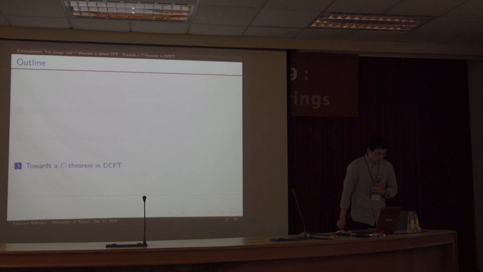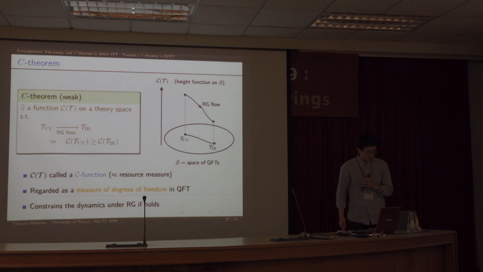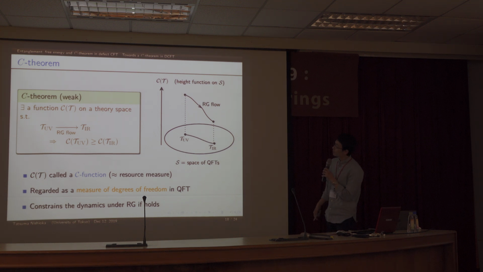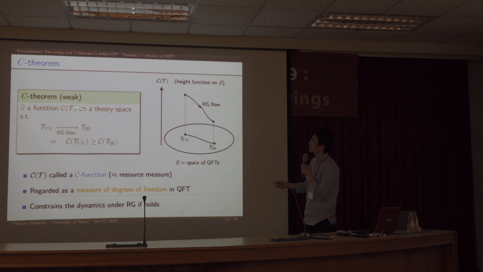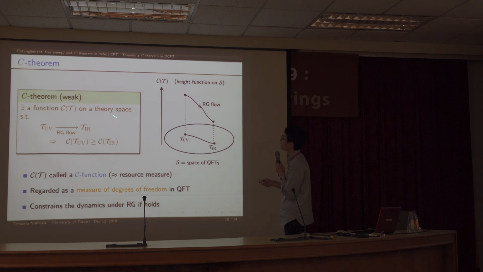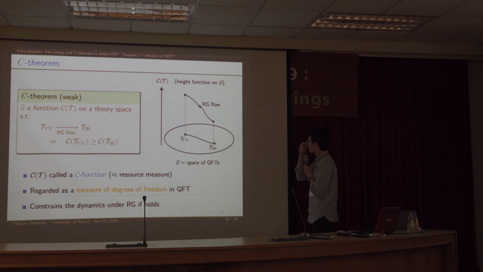Okay. So now let me move on to the story. Now we want to consider the C theorem. Before moving on to the C theorem in DCFT, let me briefly remind you what the statement of the C theorem is. The C theorem can be stated as follows. Given a pair of theories which are connected by RG flows, say T_UV to T_IR, suppose you have an RG flow from a UV CFT to an IR CFT.